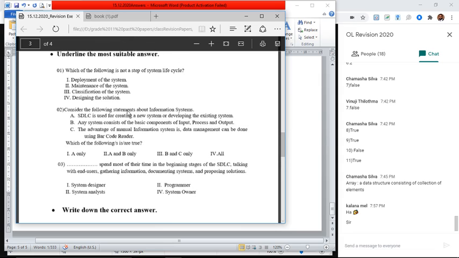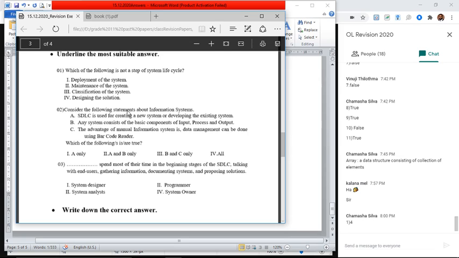First 3 MCQs, answers. Which of the following is not a step of the system development life cycle? Which one is the answer for the first one? Okay, good. Which one is the answer for the first one? What is the answer for the first one?